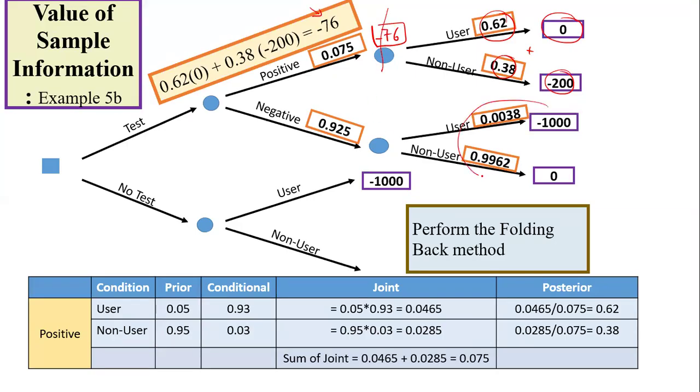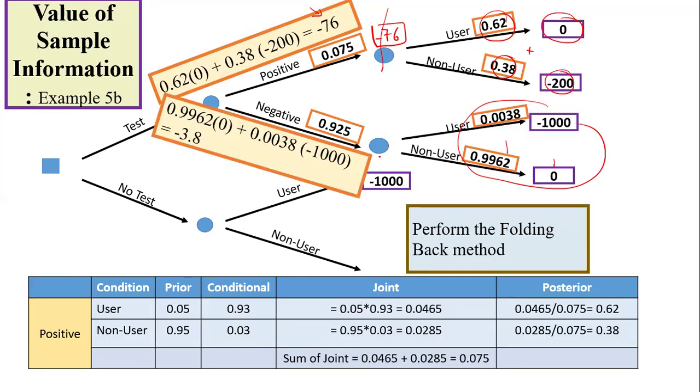Now you find out this one: 0.038 multiplied by 1000 plus this one multiplied by 0. Add them together and write down here. So minus 3.8. Okay, the probability of that happening is 0.075. So 0.075 multiplied by minus 76 plus 0.925 multiplied by minus 3.8, the total value is going to be that.